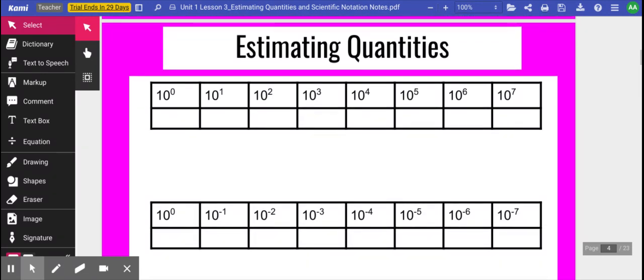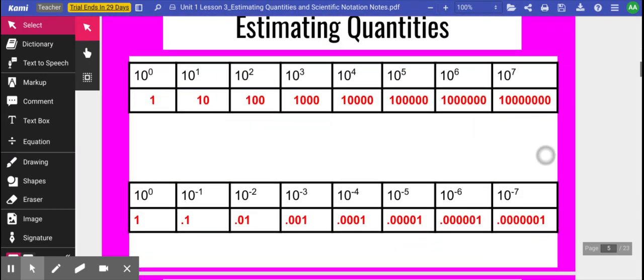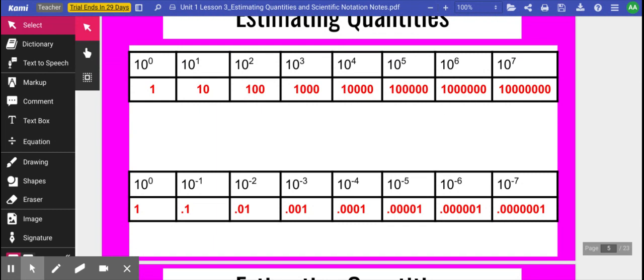Go ahead and pause the video and write down or fill in your powers of 10 chart. Once you fill in the chart, let's compare our answers. I want you to pay very close attention to what happens as our exponents increase in value. What happens to the value of the power of 10? And I want you to pay very close attention to what happens to the value as we are changing negative exponents.